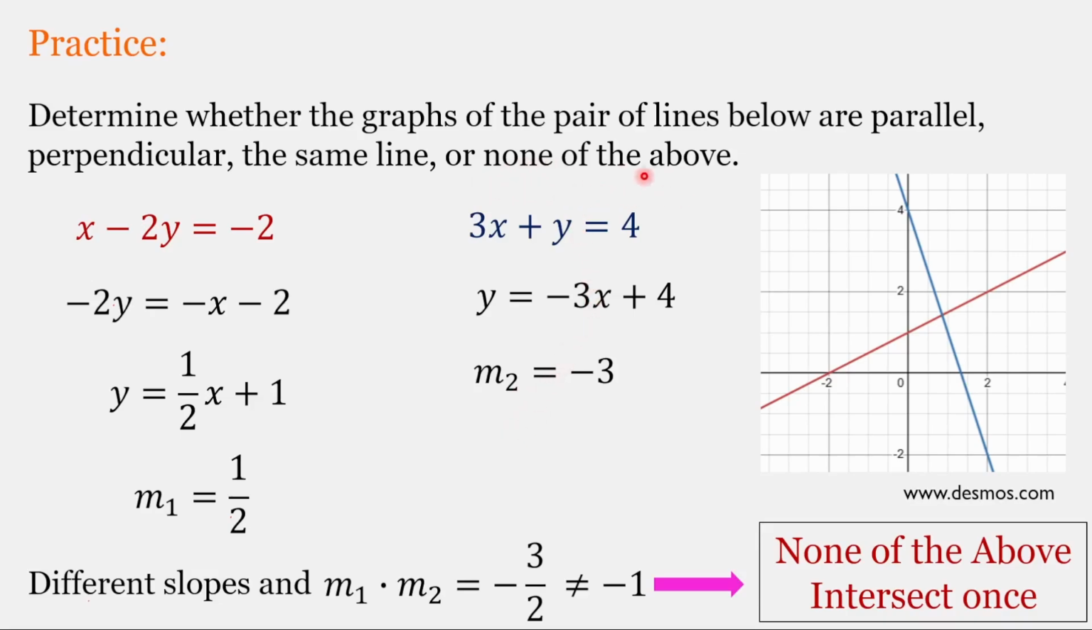So this leaves us with none of the above. Not really a great name, but here I just mean that the lines are not parallel, they're not the same line, they're not perpendicular. So they're none of those. But what we do have are two lines that intersect each other once. And any two lines that have a different slope, and the slopes are not perpendicular, will fall into this category.